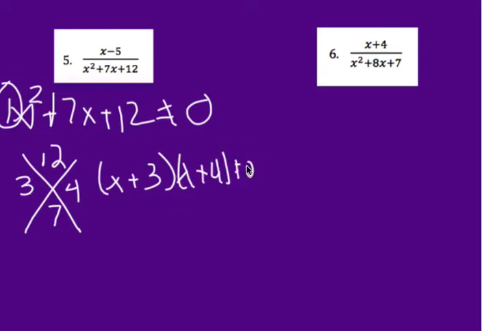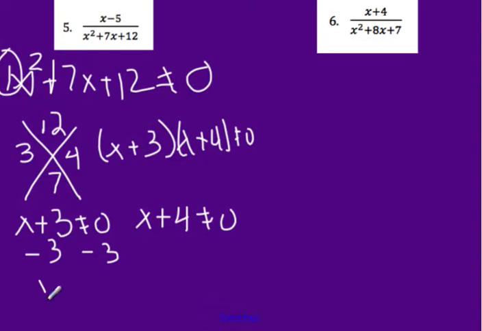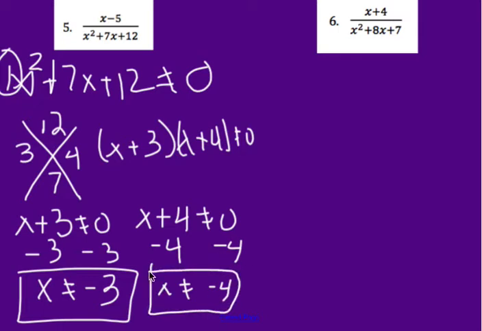So now we know that each of those factors cannot be equal to 0. So I'm going to take each factor separately and set it to not equal 0. So here, subtract 3 from both sides, and then you end up getting x is not equal to negative 3. Here, subtract 4 from both sides, and then we get that x is not equal to negative 4. So each of these end up being our excluded values. So let's go ahead and let's take a look at number 6.